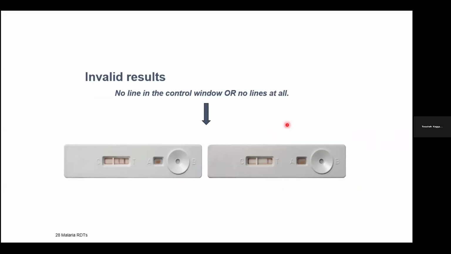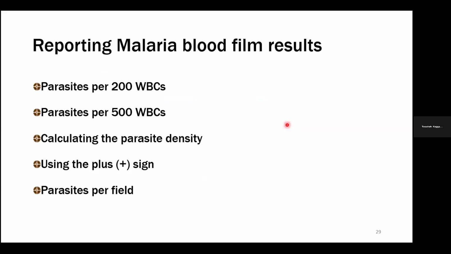Now, we are going to see how we report the microscopy results. We are going to go through 5 methods. The first one is parasites per 200 WBCs, then parasites per 500 WBCs.